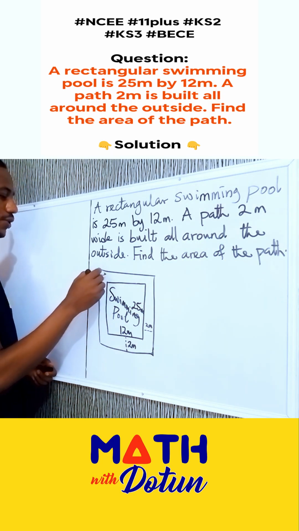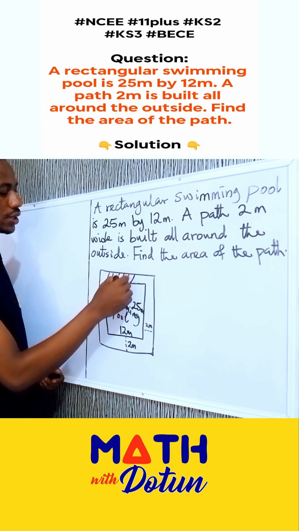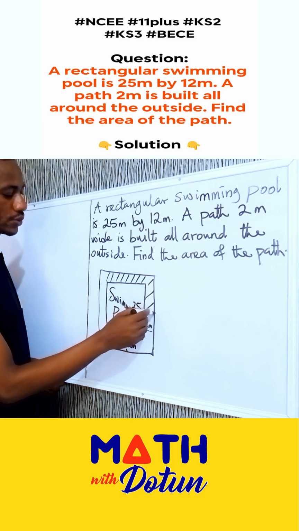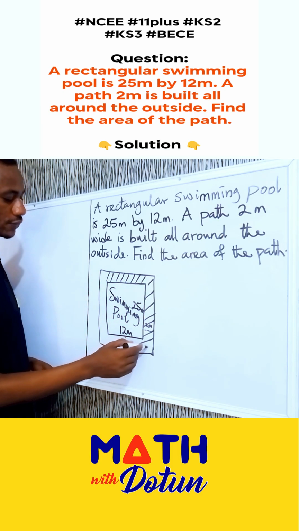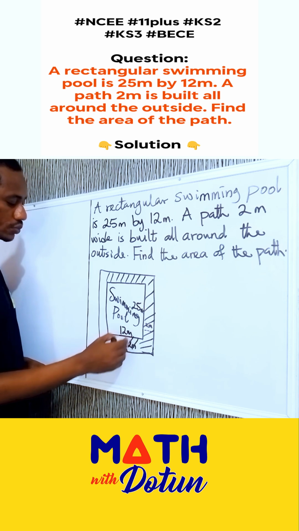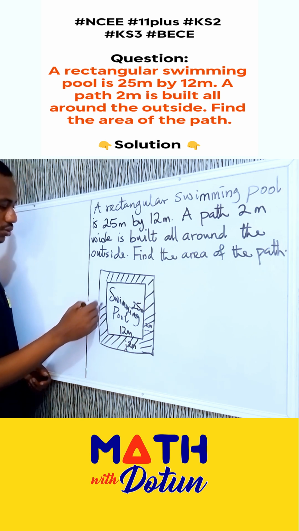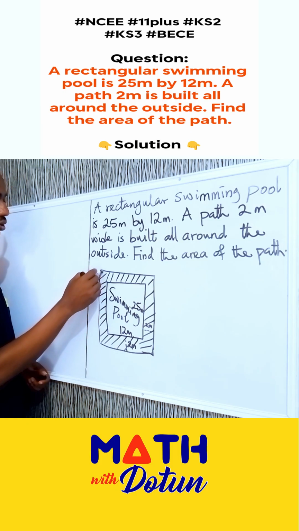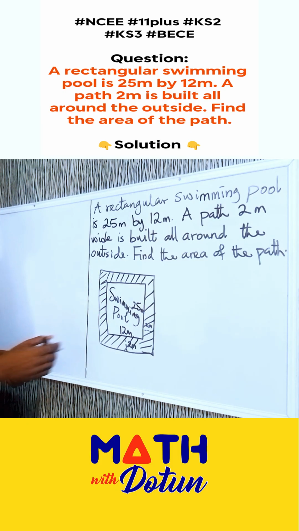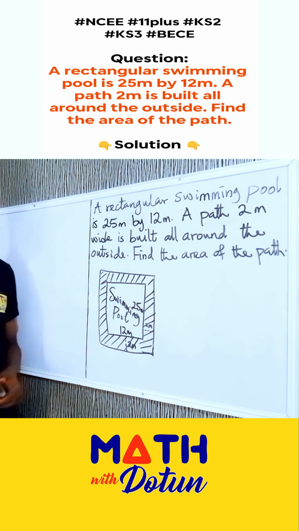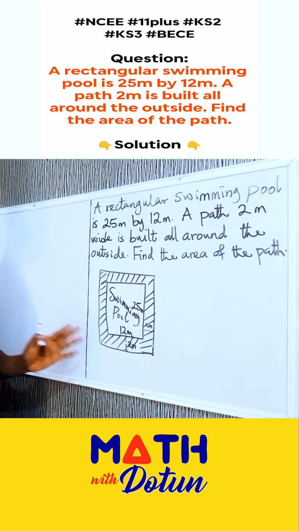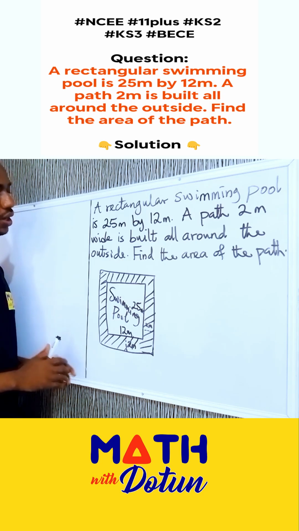Now we are to find the area of the path. So this is the area we are to find. Let me shade it. So we are looking for the area of this shaded part, the 2 meter path around the swimming pool. So we want to know the area. This is one way to go about this.